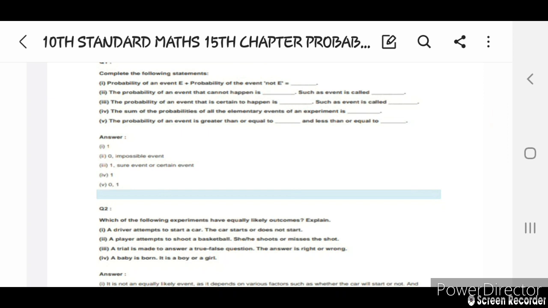The important thing is that an event that does not happen, with probability 0, is called an impossible event. Next, the probability of an event that is certain to happen is 1. Such events are called sure events or certain events, because sure event means we are 100% sure that this event will happen.